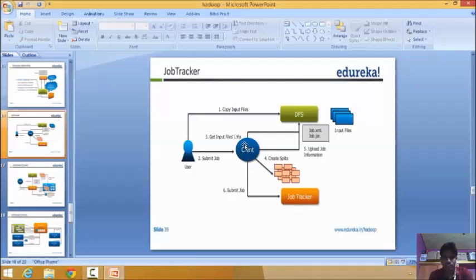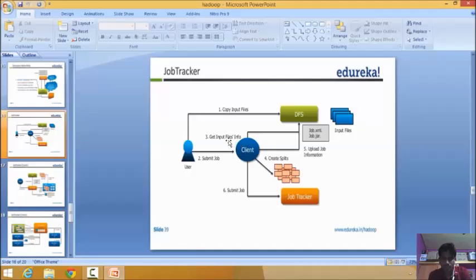Client is the software we are using. First, the user copies the data into the Hadoop distributed file system using some Linux commands. By using those, the user copies the data into HDFS. After that, the user submits the job to the client. Client is a software which is used with HDFS.